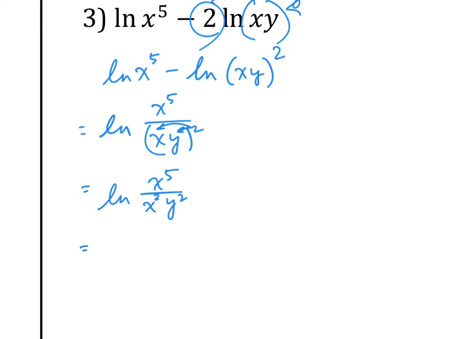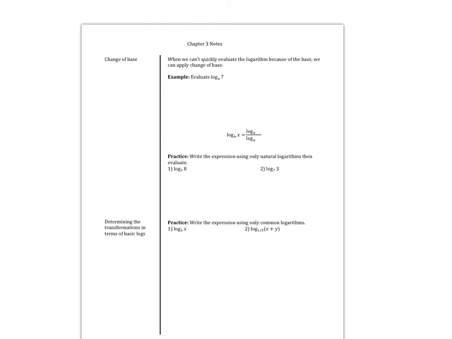Some more, you can see that this x to the fifth over x squared can be simplified. So natural log x to the third over y squared. So this is the answer.